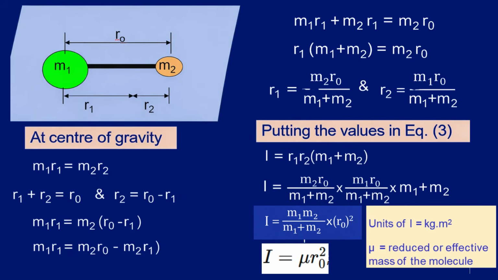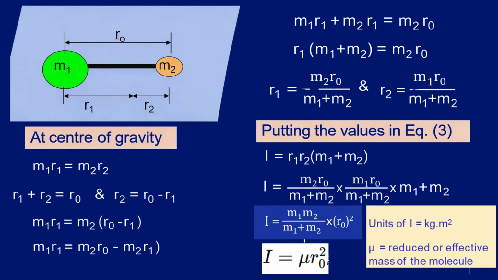Further, at the center of gravity, as we know that m1 r1 equals m2 r2, and since r1 plus r2 is r0, r2 will equal r0 minus r1. Substituting the value of r2 in the above equation, r1 finally equals m2 r0 divided by m1 plus m2, and r2 equals m1 r0 divided by m1 plus m2. Further, putting the values of r1 and r2 in equation 3 and solving, I equals m1 m2 divided by m1 plus m2, times r0 squared. Or it can also be written as I equals mu into the square of r0, where mu is the reduced mass.